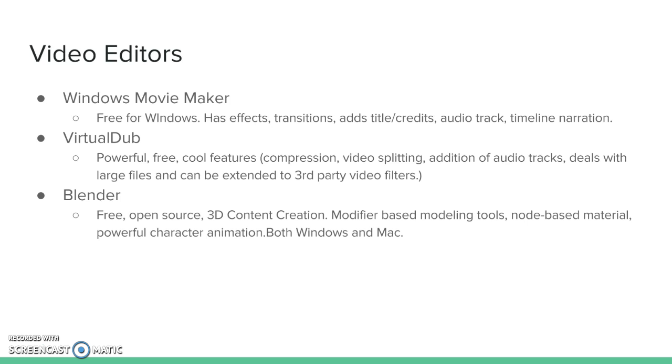Moving on, video editors. The first choice is Windows Movie Maker. And this is free for Windows, which is important because it's not cross-platform. But it's very well liked and it's very popular because of its effects, transitions, titles and credits, and easy usage. VirtualDub is open source and free, which means that you're able to customize it yourself and you're able to write code for it yourself without any copyright infringement. However, VirtualDub also has a number of professional features such as compression, video splitting, addition of audio tracks. It's very good at dealing with large files.